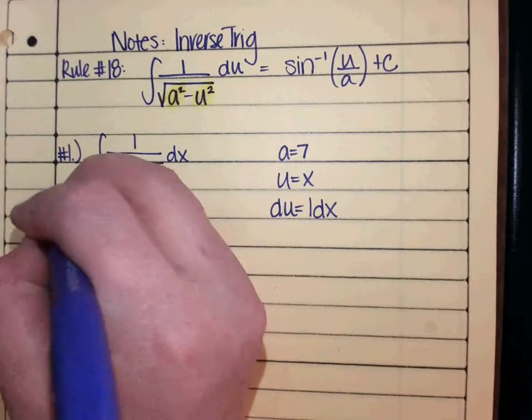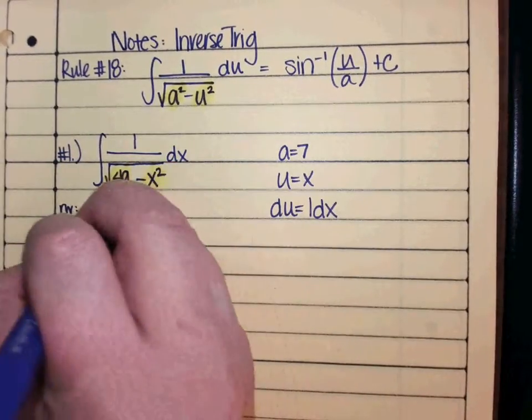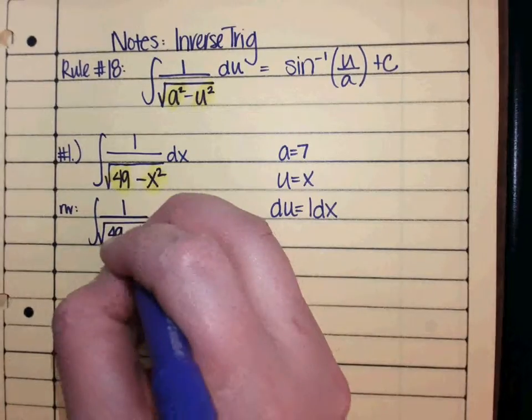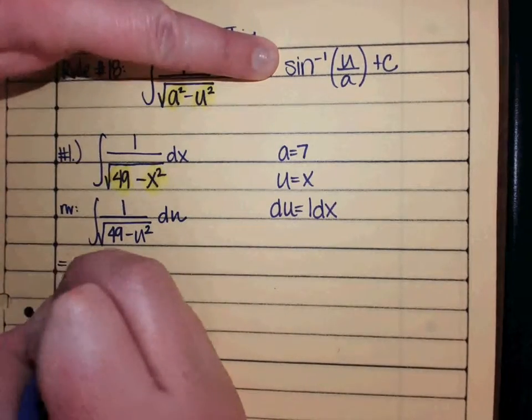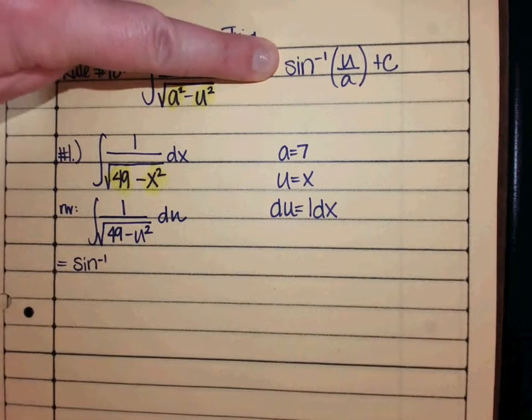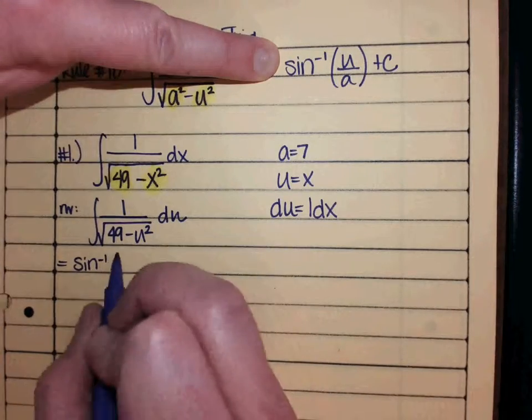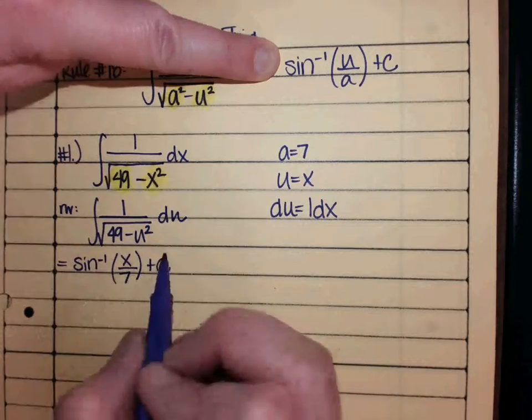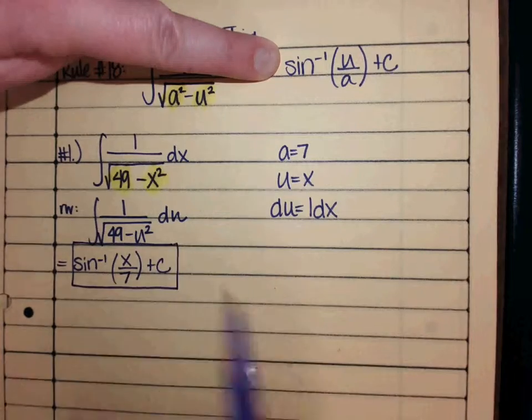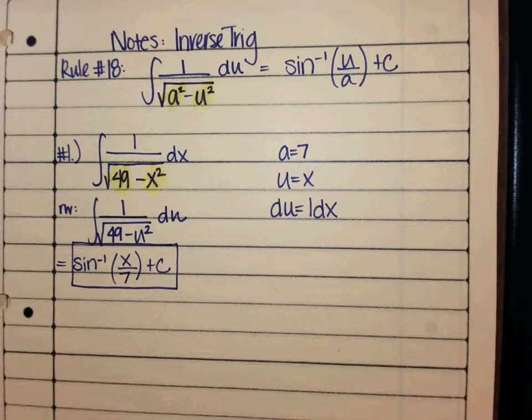So I'm going to rewrite my integral as 1 over the square root of 49 minus u squared du. Now remember, why am I allowed to do that? Dx and du are exactly the same. Okay, and then from here, you're using your formula right here. So it would be inverse sine u over a. What's u? X. What's a? 7. So it'd be x over 7 plus c. Okay? Yep, that's it. Okay, so if you have your formula, these shouldn't be too bad.